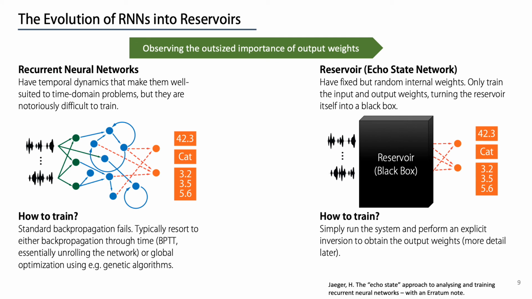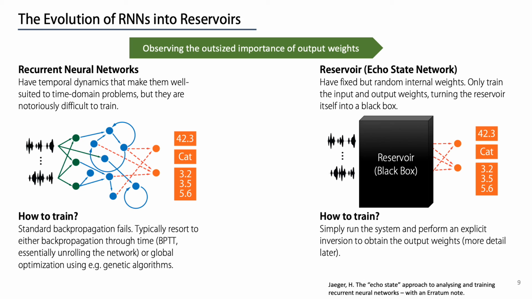Reservoir computing really evolved out of some interesting observations around the training of recurrent neural networks. Recurrent neural networks, which are shown on the left side of this slide, have temporal dynamics that make them very well suited to time domain problems, but they're notoriously difficult to train. If you look at the schematic, you can see why this might be the case. Instead of the feed-forward sort of networks we looked at earlier, we see that information can flow both forwards and backwards through the network, even in these recurrent loops shown.